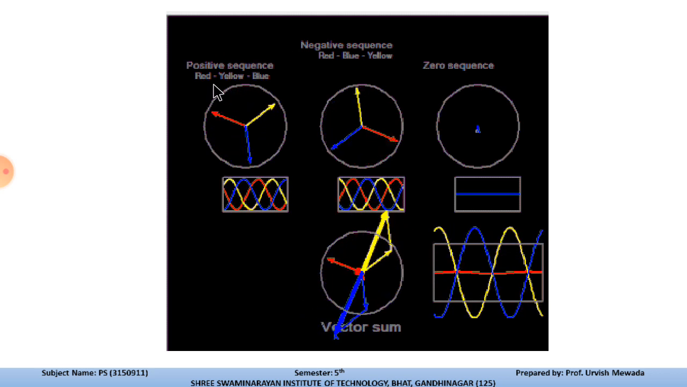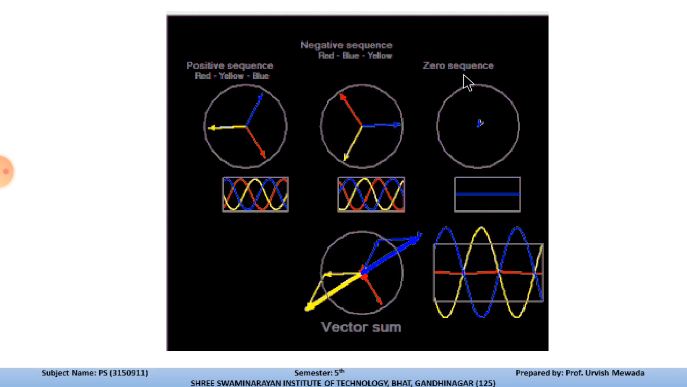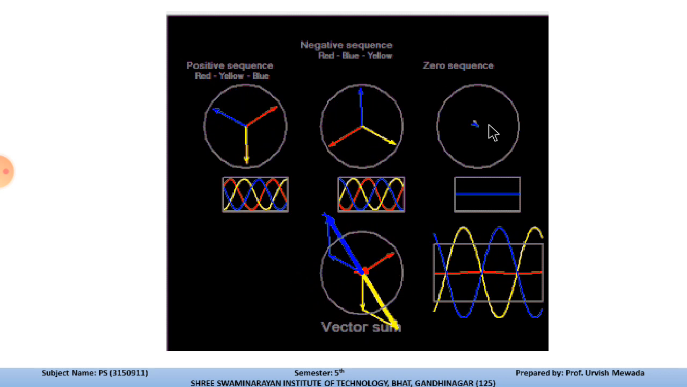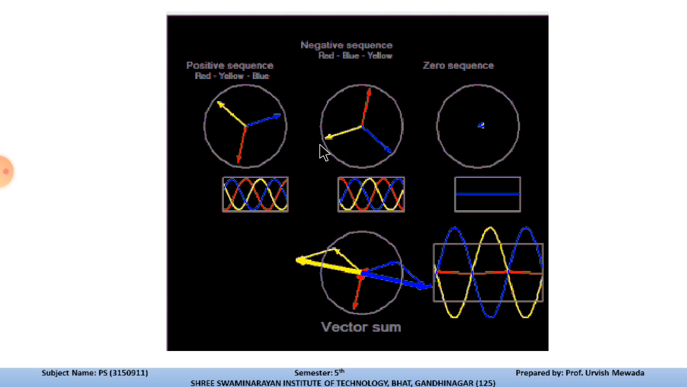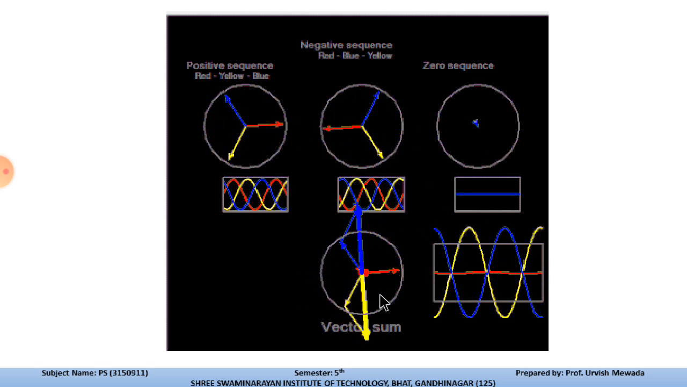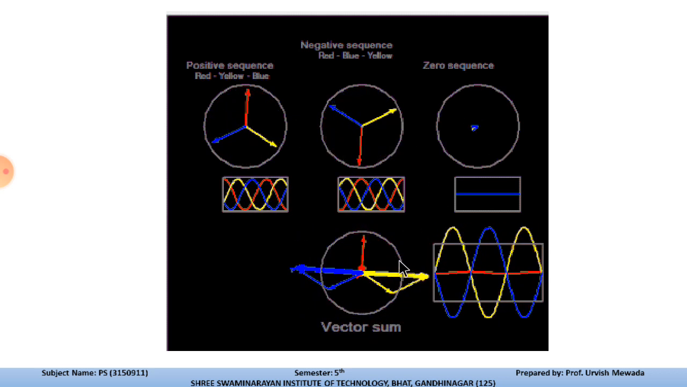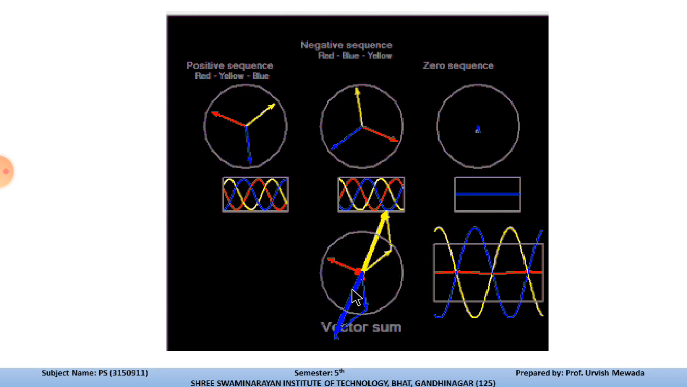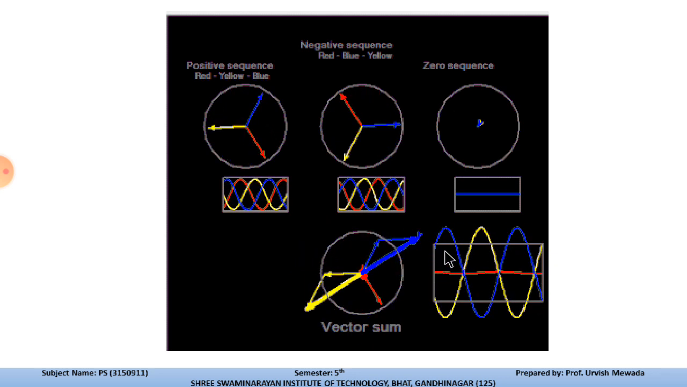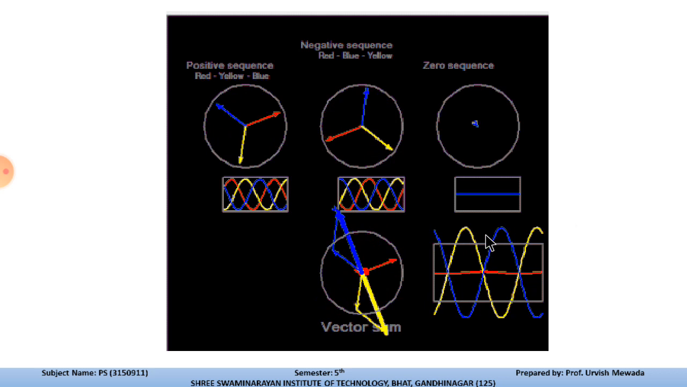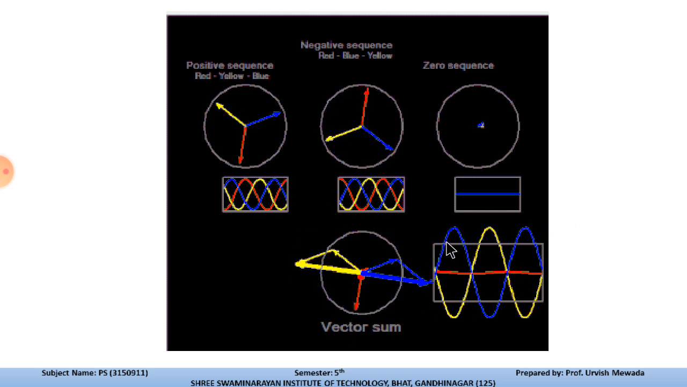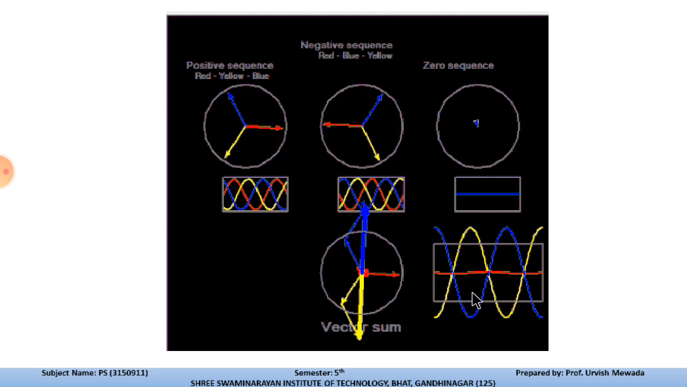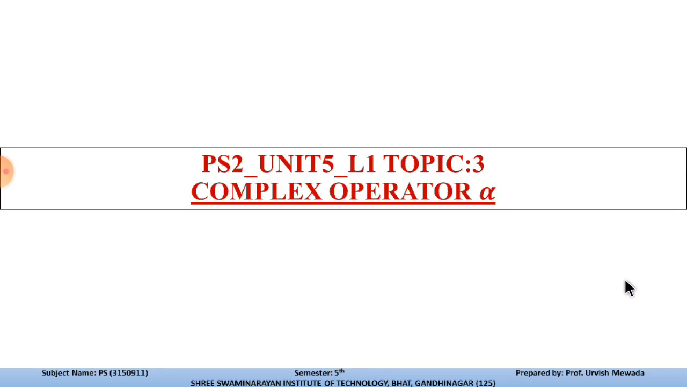And this is the zero sequence, in which all three phases are rotating with equal magnitude, and this is the vector sum of all three quantities. This describes the total magnitude of the equivalent symmetrical component of the power system. So this is how we can discuss the symmetrical components of the power system.